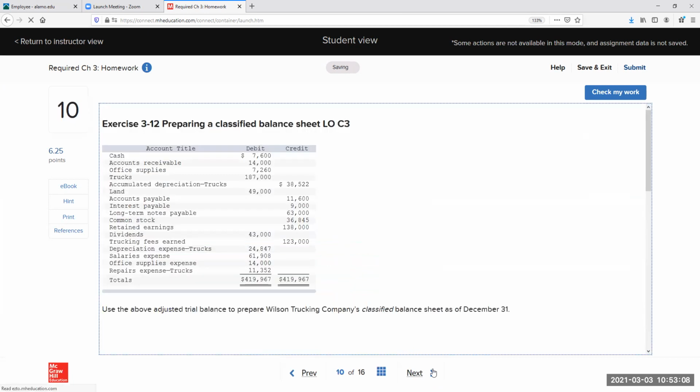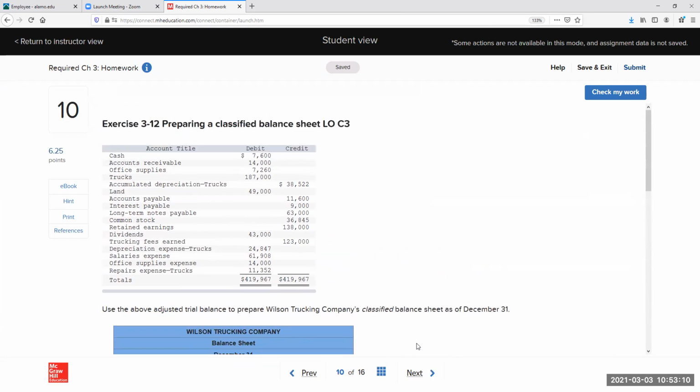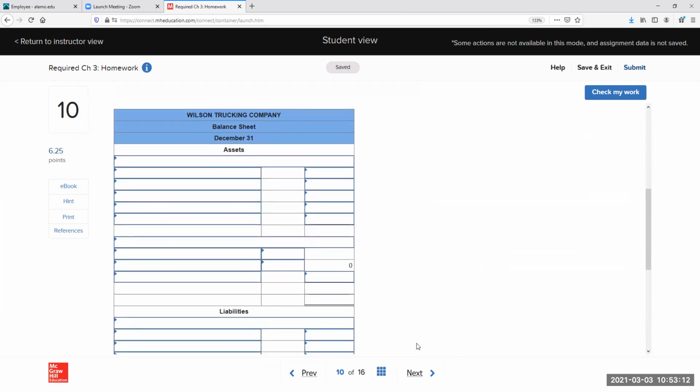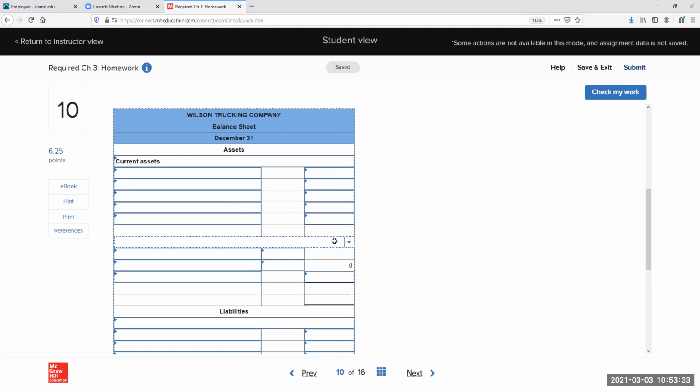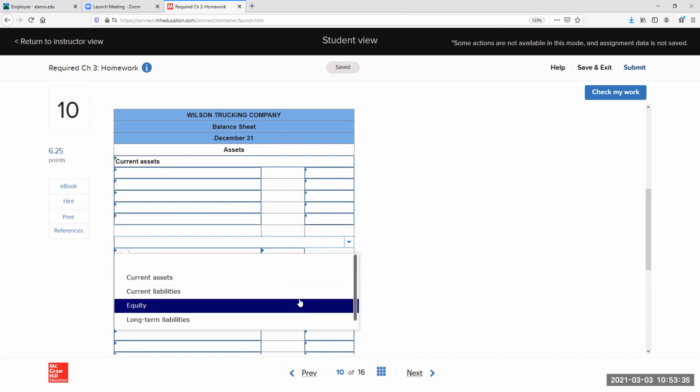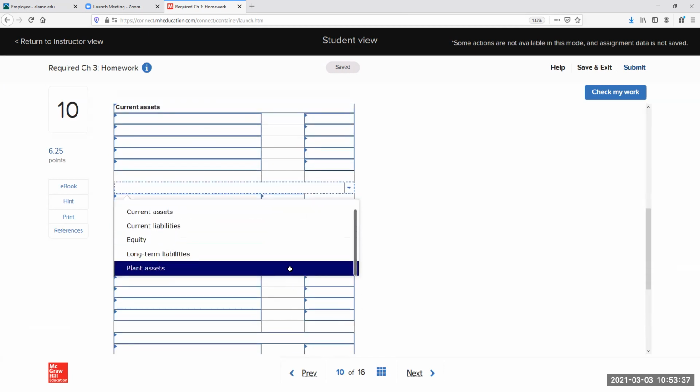All right. Let's try number 10, a classified balance sheet. Well, this is just a little bit more difficult balance sheet. It's just a little longer, okay? So in this case, remember what short term and long term are? So here we put our current assets, and down here we put our plant or long-term assets. Let me see, do I have plant? Yeah, we put that there.